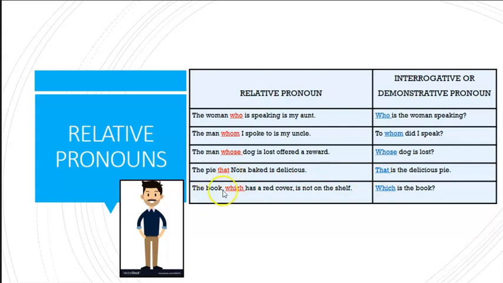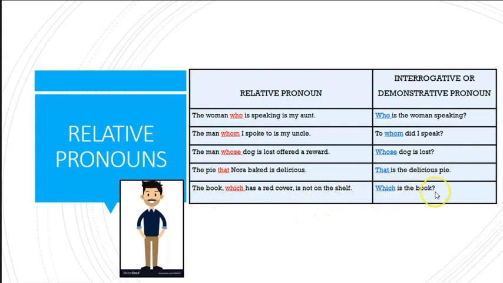In this sentence, the book, which has a red cover, is not on the shelf. So again, which here is a relative pronoun. It's connecting has a red cover. It's telling us about the book, just telling us which book it is, defining book for us. Is on the shelf is the main sentence, right? The book is on the shelf.